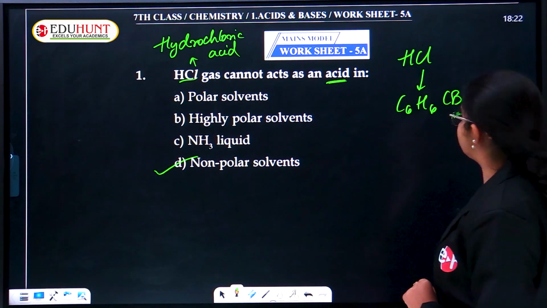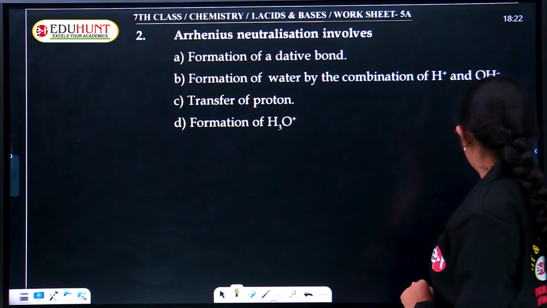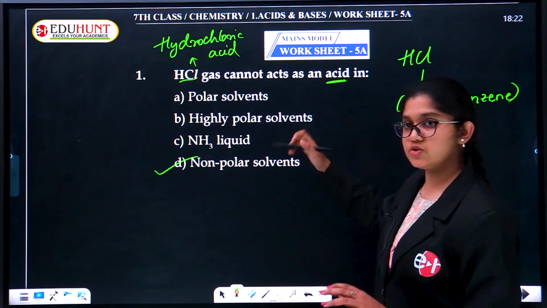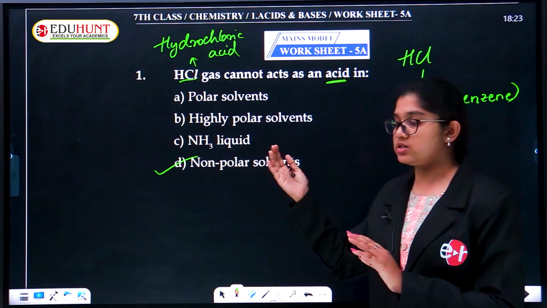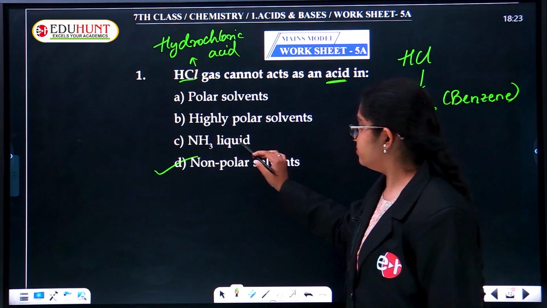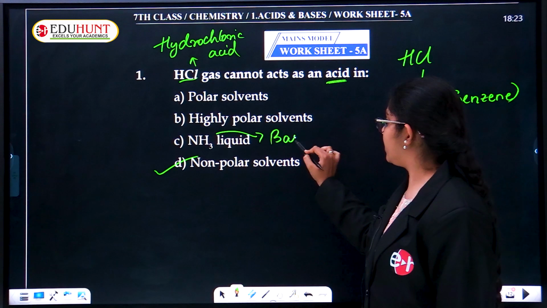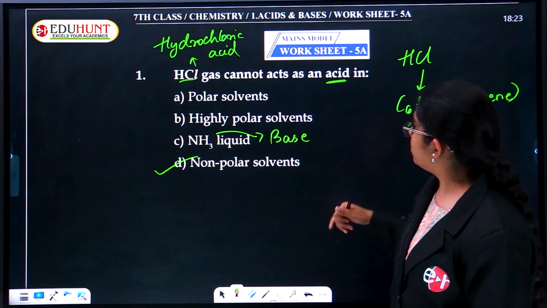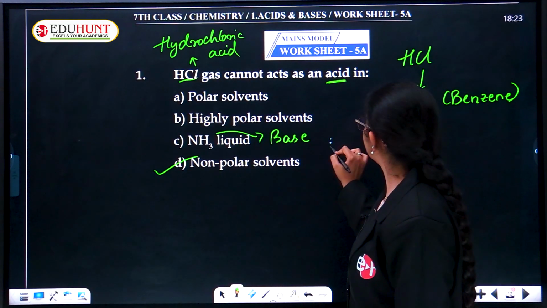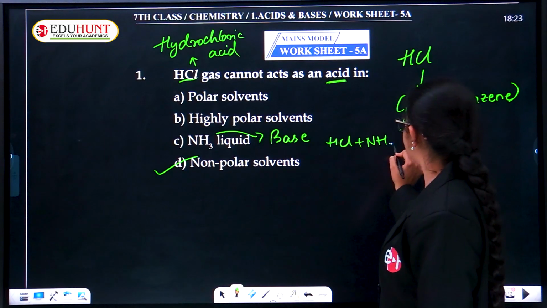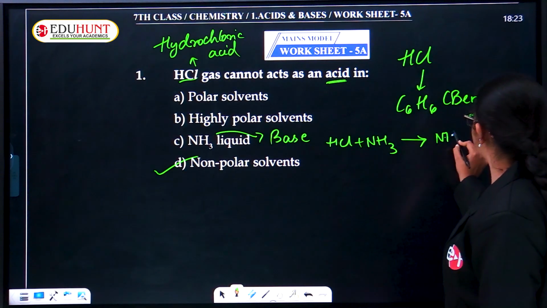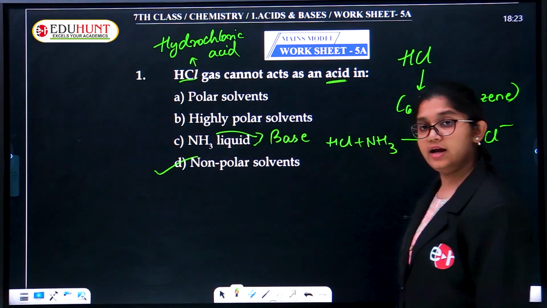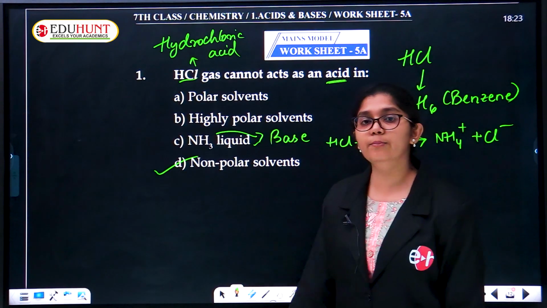Very good. Now, next question. Children, it can act as an acid in polar solvents and highly polar solvents, because it gives rise to H plus ions. NH3 is a base, so it happily reacts with the acid. Acid plus base gives rise to salt and water. If HCl plus NH3 react, it gives NH4 plus Cl minus. So it reacts as an acid in NH3 liquid, but not in non-polar solvents.